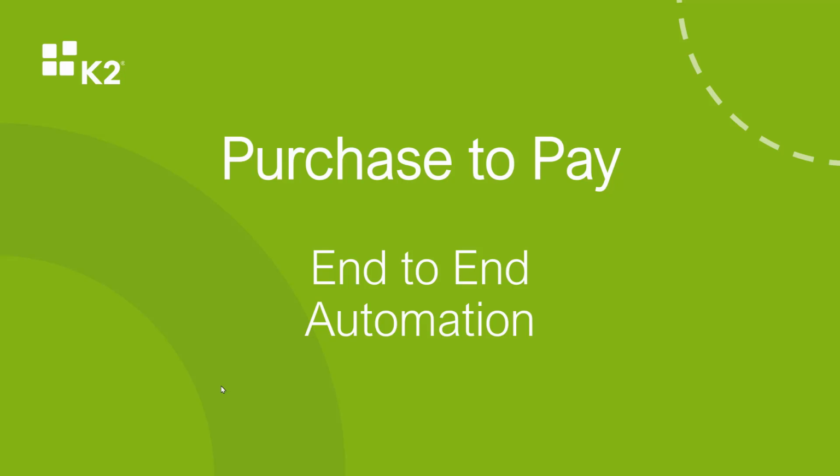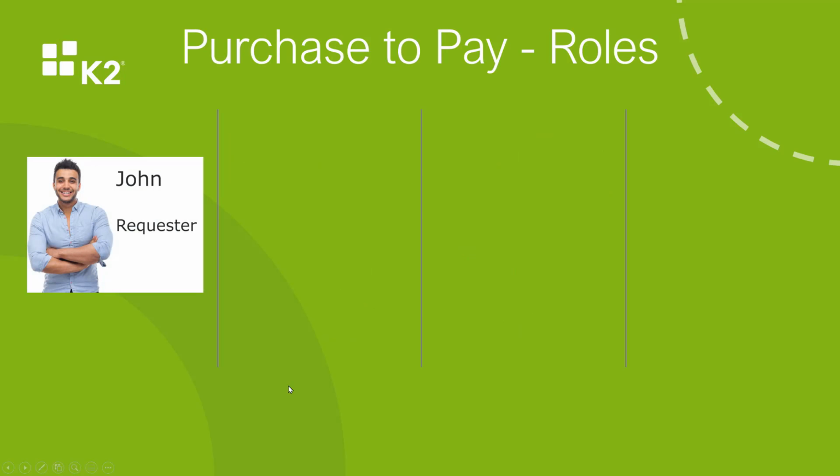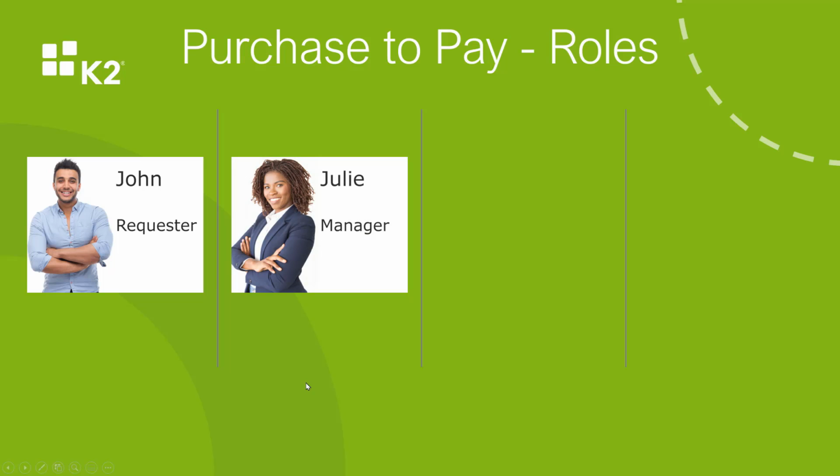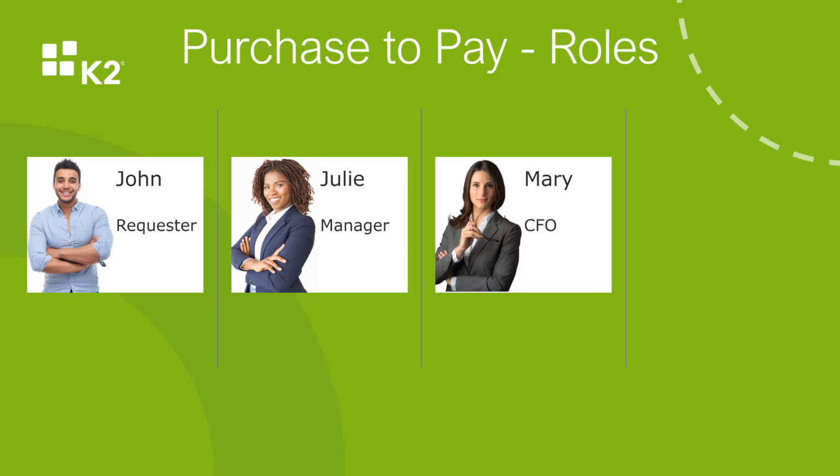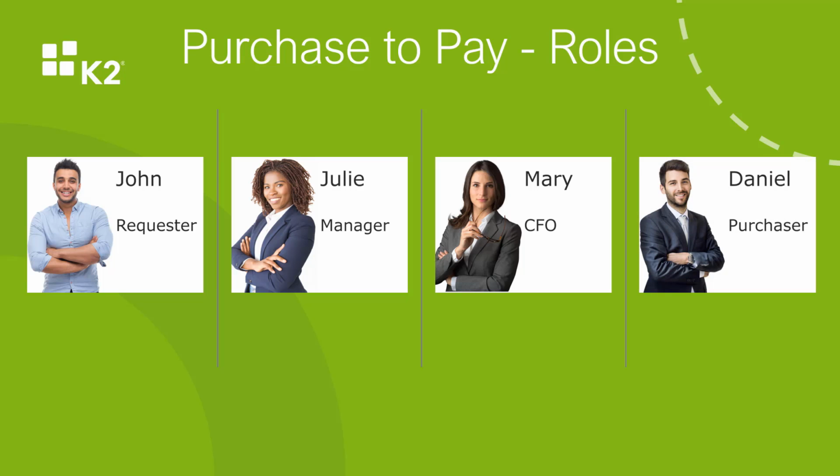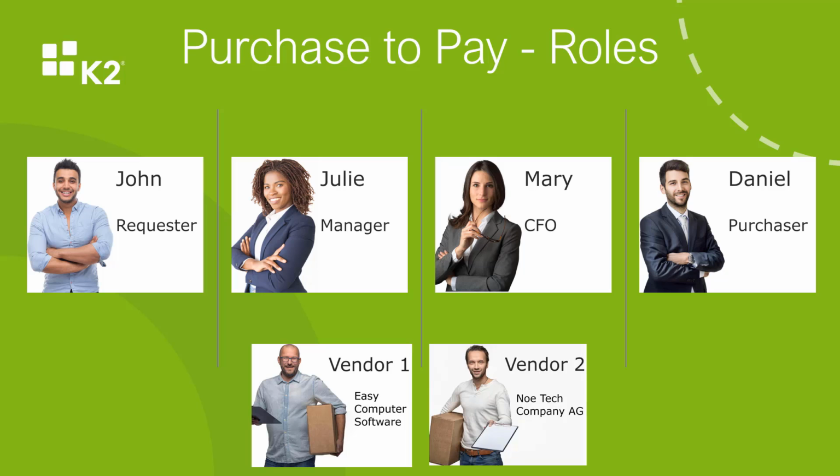In a classic purchase-to-pay process, many different roles are involved, so let's check on the roles we will use in this demo. First, we have the requester John. He wants to order new assets. This request goes always straight to the responsible line manager. For John, this is Julie. After line manager approval, potentially a second approval is needed by CFO, who is Mary. And for further steps, we have Daniel, the purchaser. Additionally, we want to directly involve external vendors to provide actual quotations.